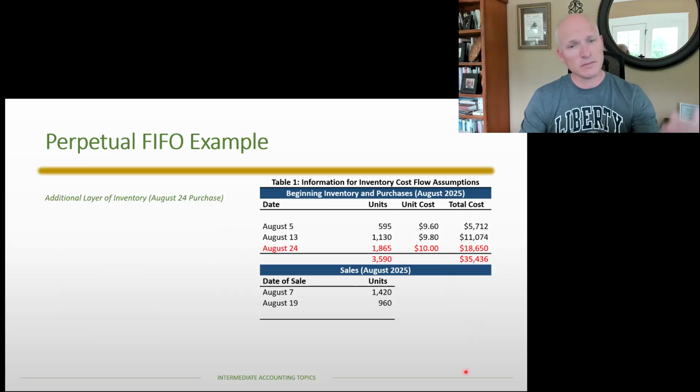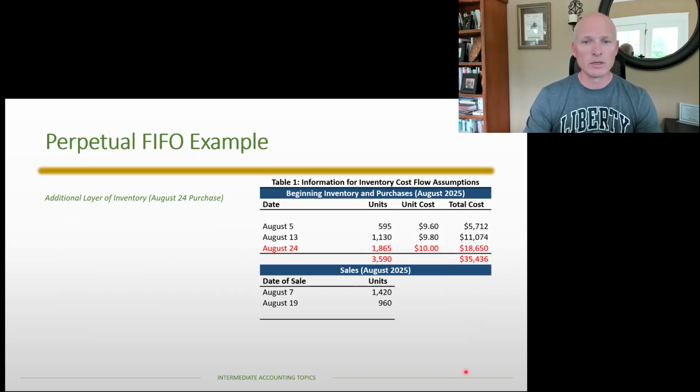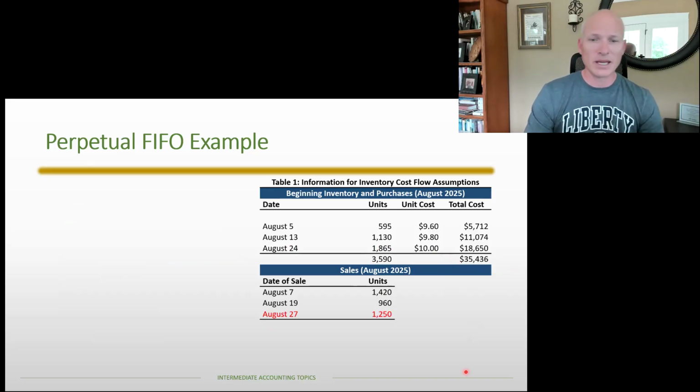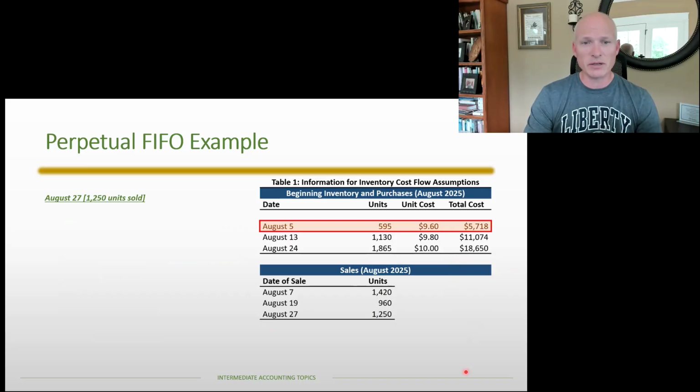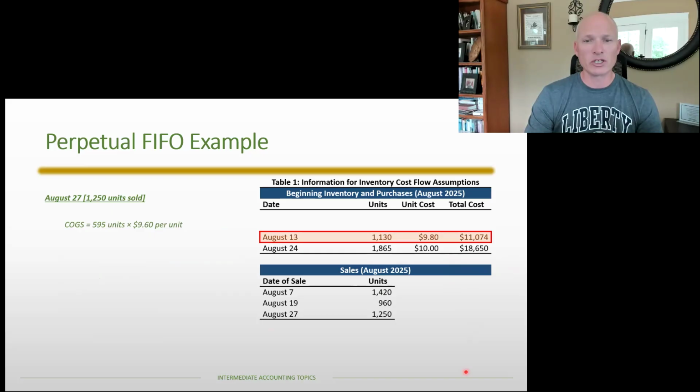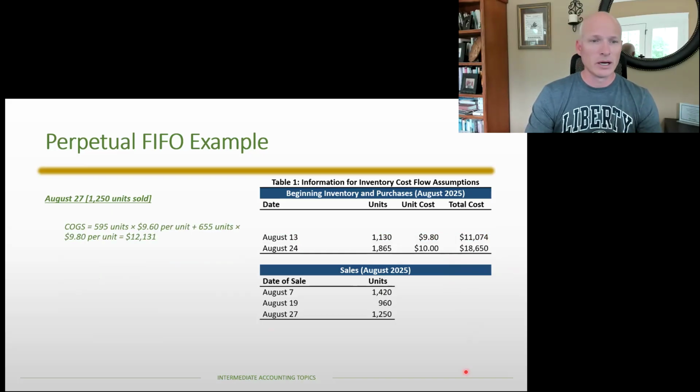All right, we add an additional layer, the August 24th layer, pretty straightforward. And then from there, we have another sale, the 1,250. Again, we're working our way down. We start with our August 5th layer. All those are going to be used, and the remaining units are going to come out of our August 13th layer. So out of that 1,130, we're pulling out another 655 units. So the total cost of goods sold is $12,131.